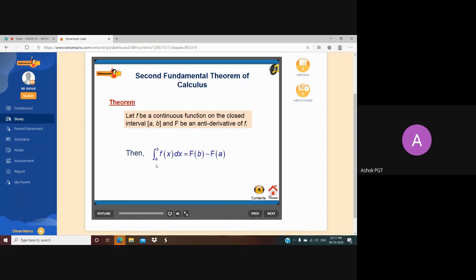Upper limit, lower limit is a to b. Then they say that F be an antiderivative. So we can write the equivalent mathematical symbol as equal to capital F of x. You know that you will substitute upper limit minus lower limit. Students, did you understand the explanation?